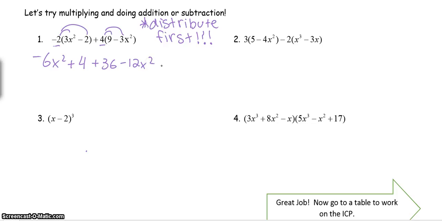Once I've done that, it's simply combining like terms. So I have negative 6x squared minus 12x squared, which is negative 18x squared. Then 4 and 36, which is 40.